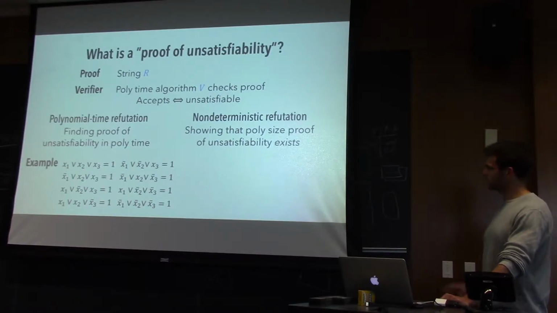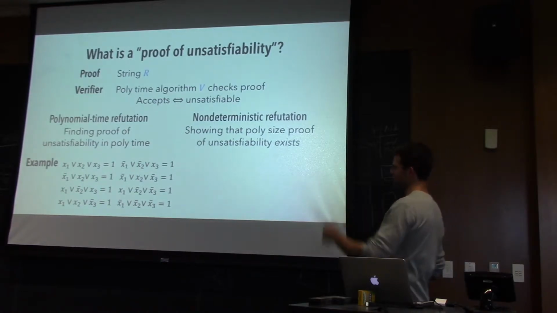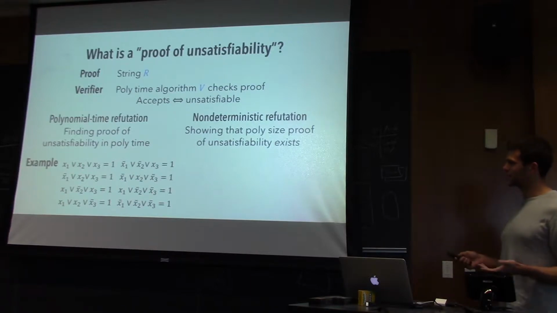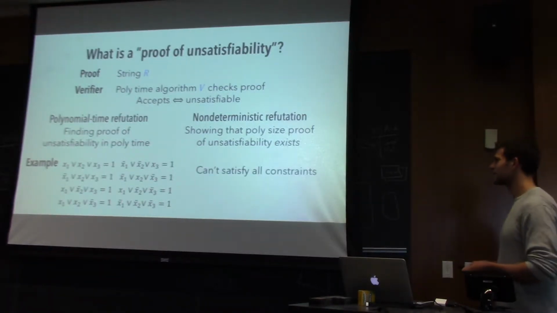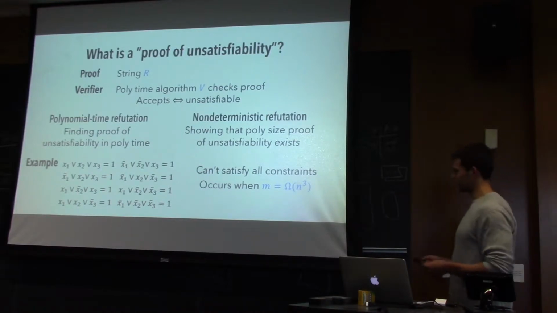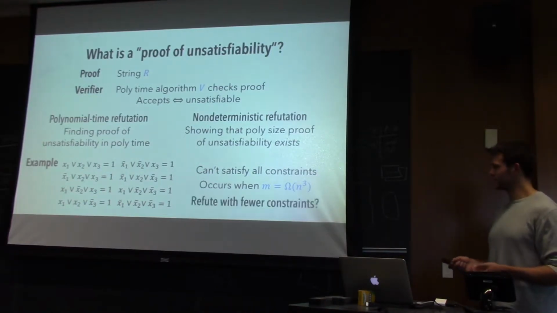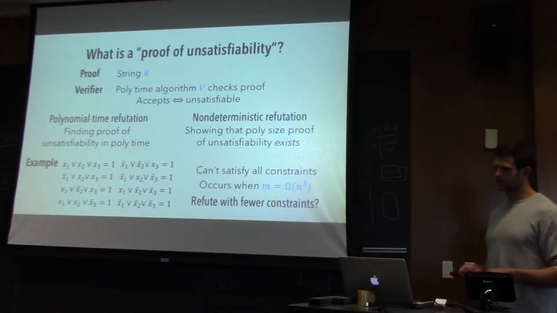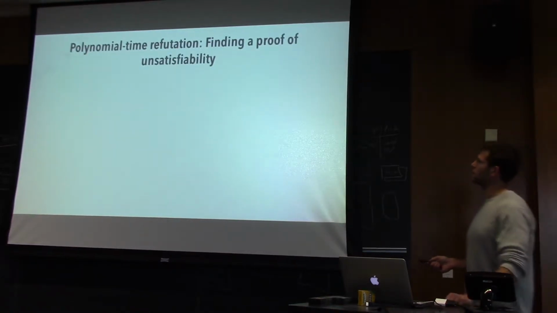So what might a refutation look like? Well, here's one. If you somehow chose some instance and magically all 8 of these constraints appeared, you know it's unsatisfiable because you can't actually satisfy all of them. That's a pretty dumb example. You need a lot of constraints to find this thing at random. So can you refute with fewer constraints? So let's talk about this task.